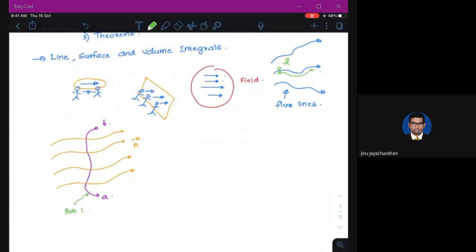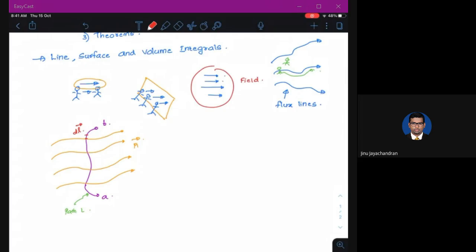Now the line integral is basically if you take a small distance dl, where dl is a vector, and the direction of that vector is tangent to the line. And if you find the component of the vector A along each of these tangential paths, and you integrate along the line from A to B, that is the line integral.